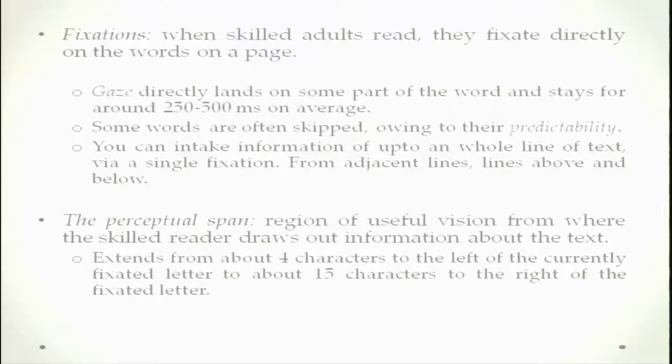Now this perceptual span extends from around 4 characters to the left of the currently fixated letter to about 15 characters to the right, because I'm talking about a script where you're reading from left to right. So 4 characters to the left and 15 characters to the right is what your perceptual span would look like. And this is the entire region for which you can gain information from just a single fixation.